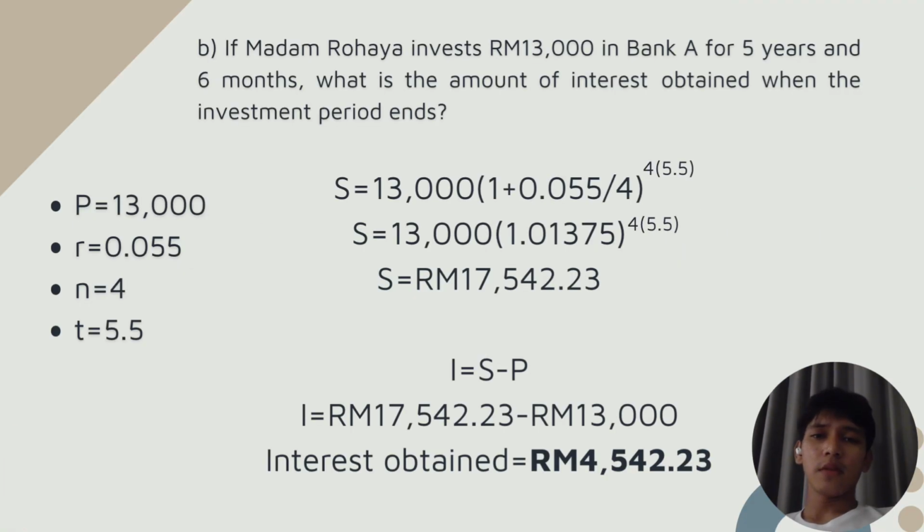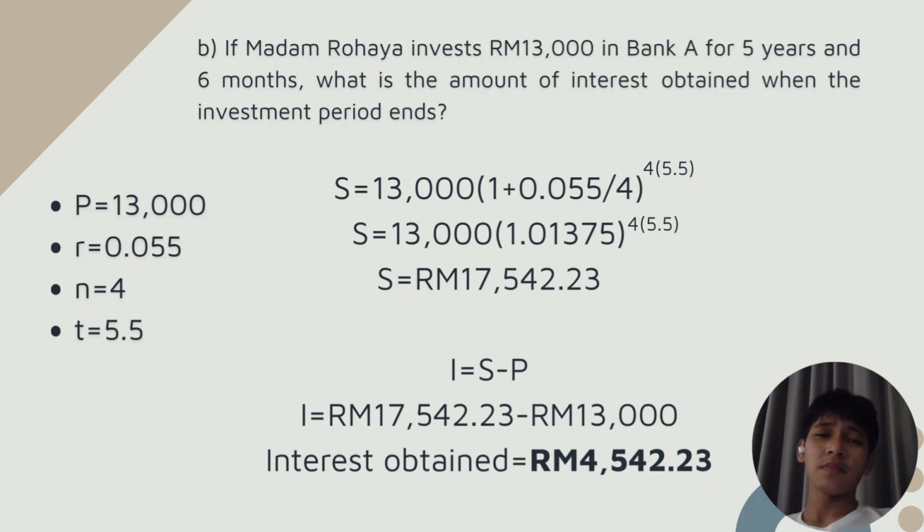For question B, if Madam Rohaya invests 13,000 ringgit in Bank A for 5 years and 6 months, what is the amount of interest obtained when the investment period ends? For P, we have 13,000 ringgit. R, we have 0.055. N equals 4. T is 5.5.